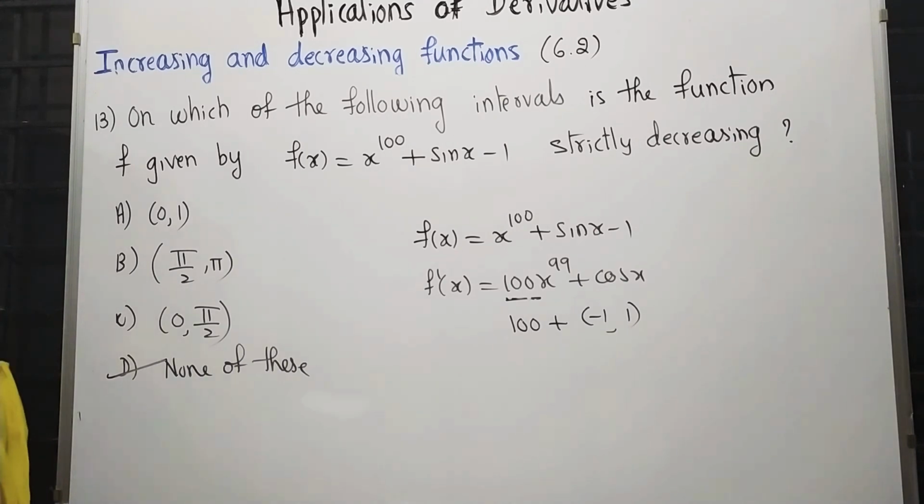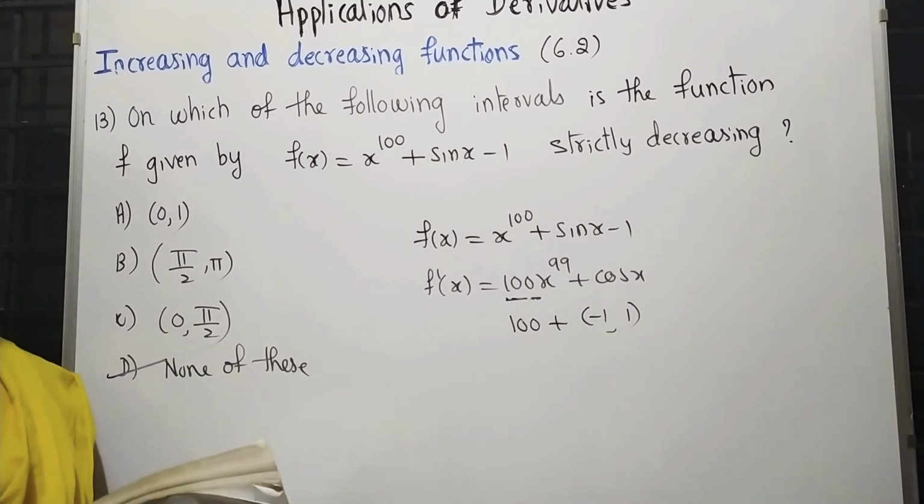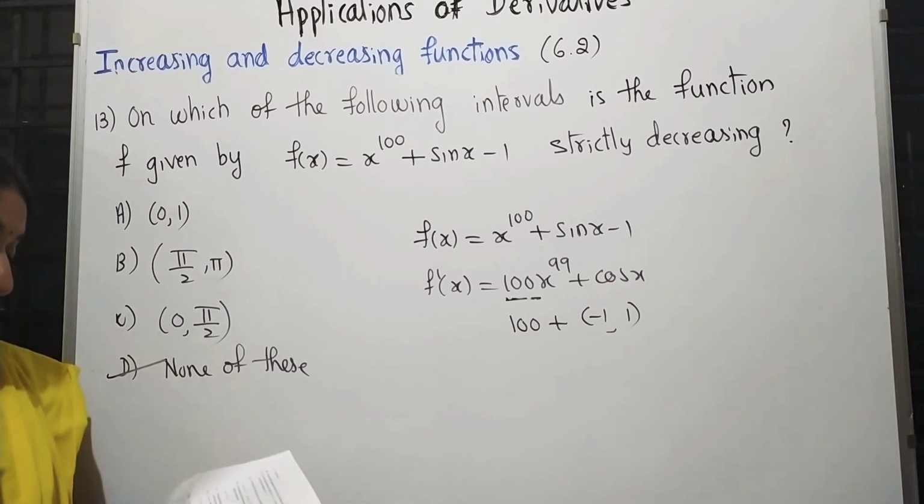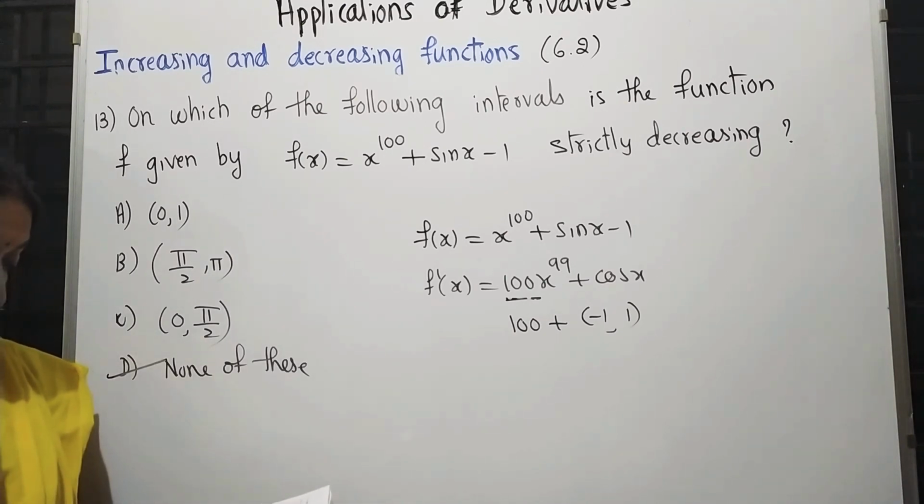So, only total 19 questions are there in this exercise. 13 we solved. Still 6 questions are remaining. That I will explain in the next class.